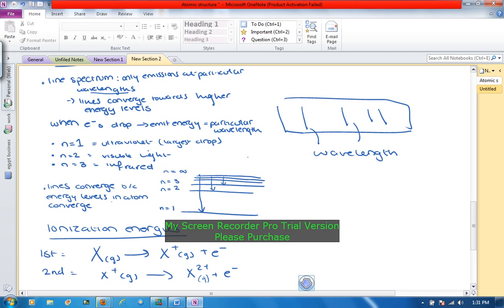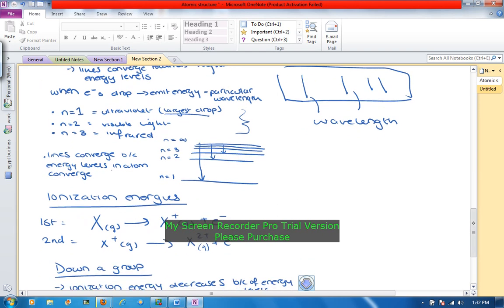So if the electron drops to level 1, which is the lowest level, it gives off ultraviolet light, and this is the largest drop, because it can only drop from infinity to 1. Then if it drops to level 2, it emits visible light. If it drops to level 3, it emits infrared light, and you just have to learn these. These are facts that you need to know.